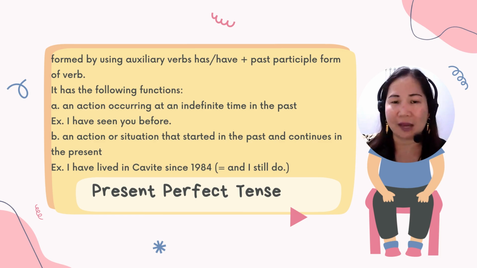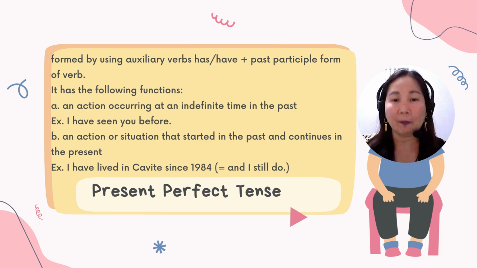Okay, so we use the time signal here, which is before. And then our verb is have, because we take have if we are using you and I. And then, what is the past participle form of the word see? That is seen. Okay, so that is why this is have seen.